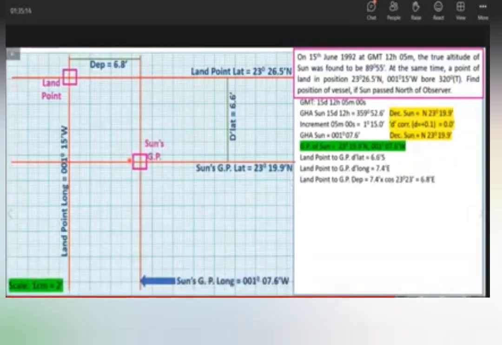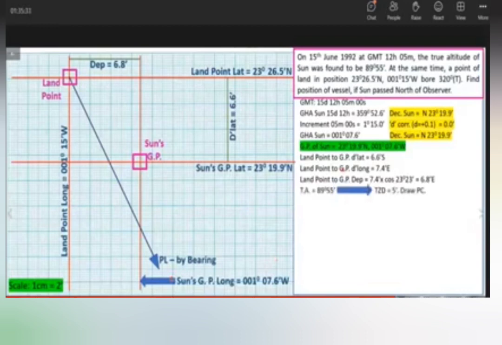Now we come to plotting of the PL and PC. Now this is where we have the PL by bearing. This land point is bearing 320 degrees. So this becomes a PL of the vessel. Now we also know that the true altitude is 89 degrees 55 minutes. So TZD is only 5 minutes, which becomes the radius, 5 miles becomes the radius of the circle. So with this GP as the center and 5 miles as the radius, we draw the position circle, and this is the position circle of the vessel.